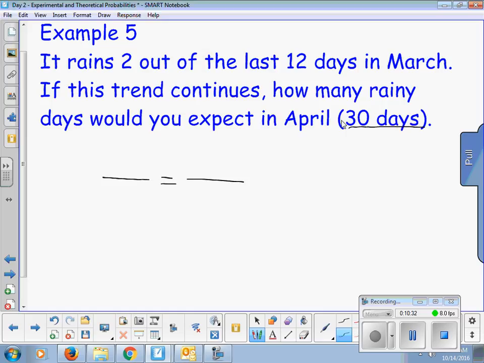How many rainy days did we have? 2 out of how many days? 12. And we want to predict how many rainy days we expect in April if it has a total of 30 days. Would 30 go in the numerator or the denominator? The denominator, and we can fill in our numerator with an x. We're not sure how many rainy days we will have in April.